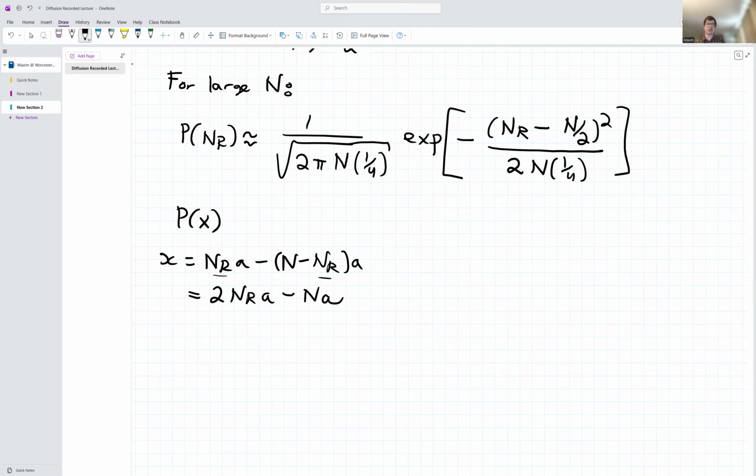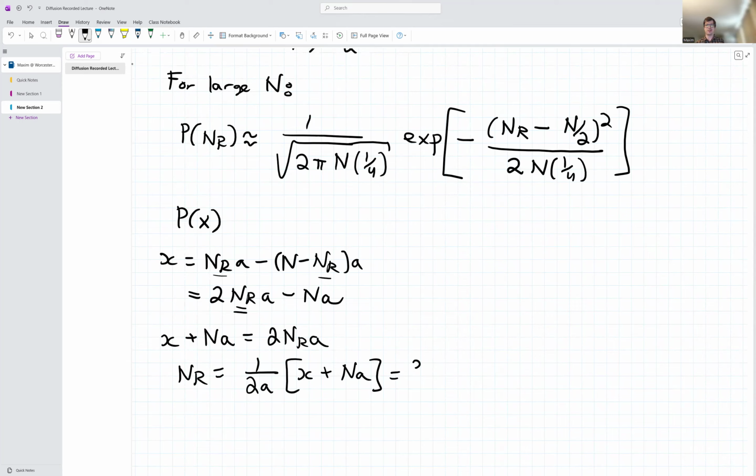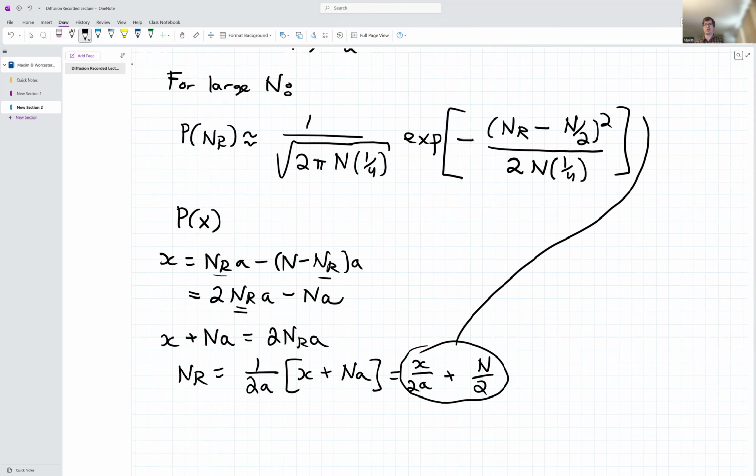And now we solve for n sub r because that's what we have to plug in. We get x plus n a is equal to 2 n sub r a. And so n sub r is equal to 1 over 2a times x plus n a, also known as x over 2a plus n over 2. This we have to plug in to n sub r, which is here. And then we're going to do one more thing afterwards.